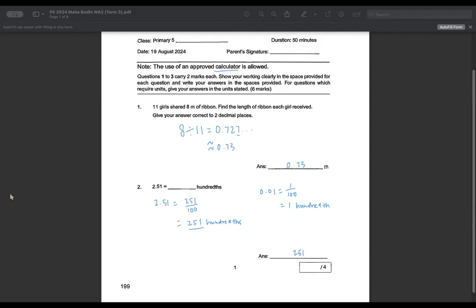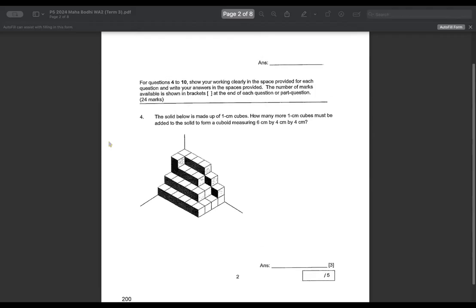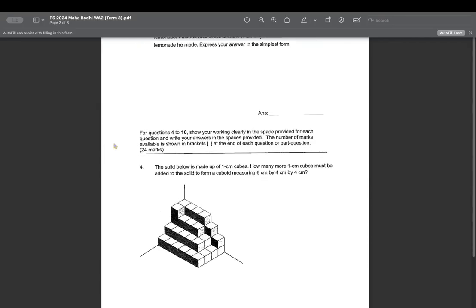All right, so let's move on. Okay, question 3, right? It's a ratio question, so we will skip that question. We'll move on to question 4.